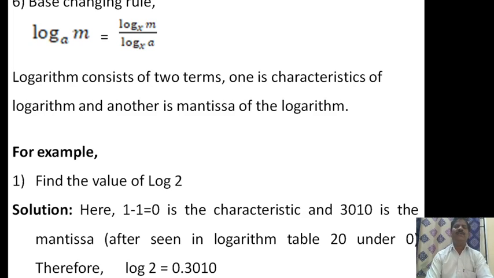Now we come to how to calculate by using the logarithm. Here the logarithm usually consists of two terms.